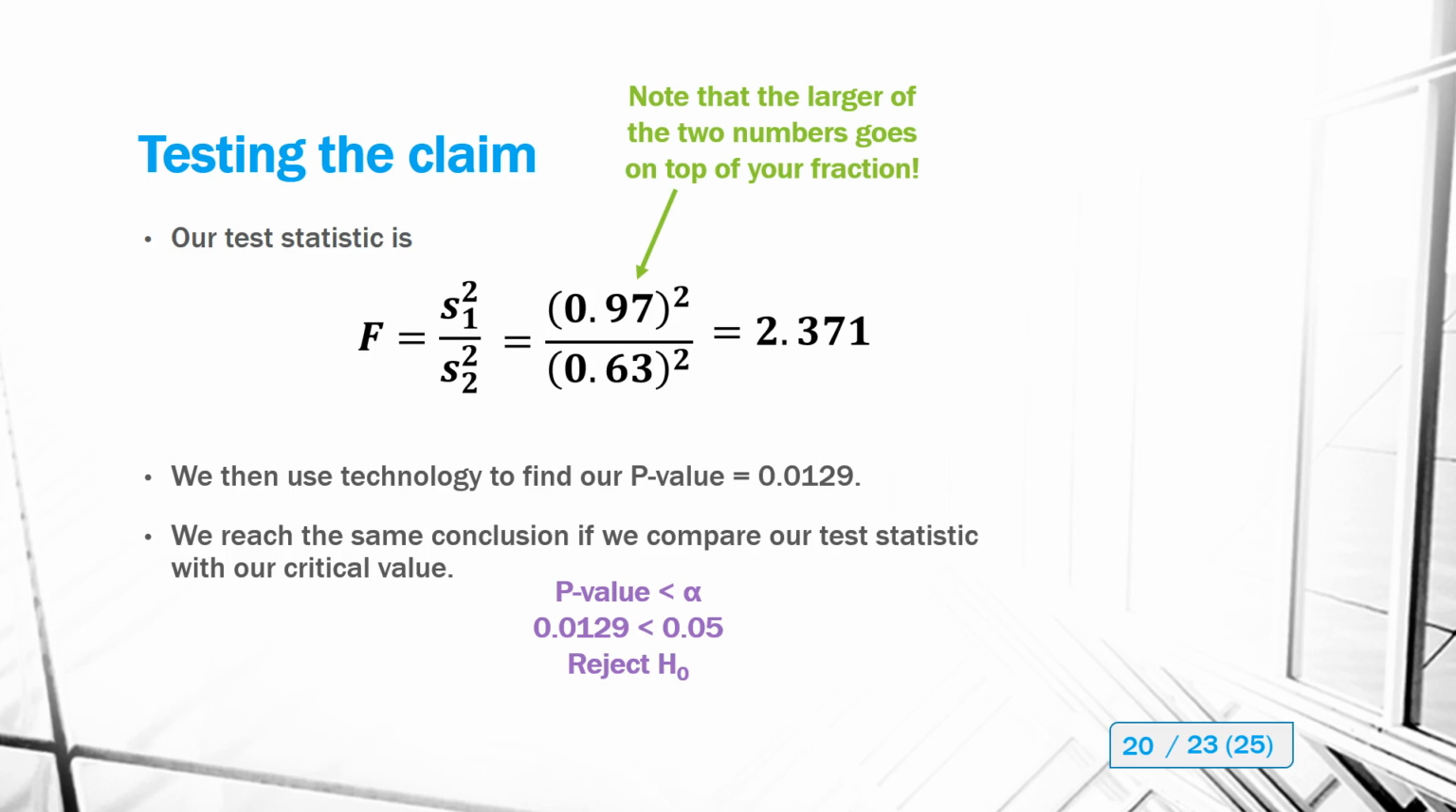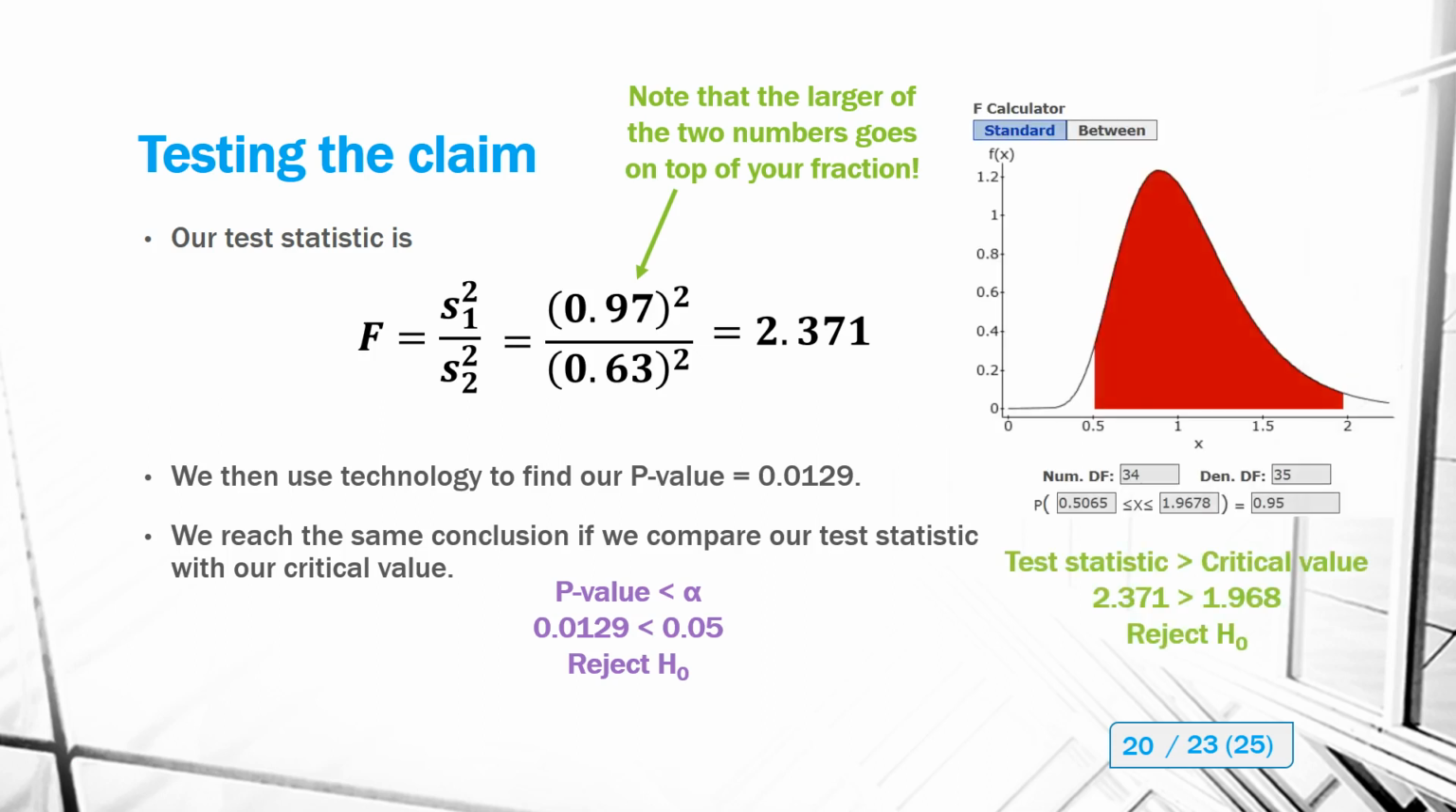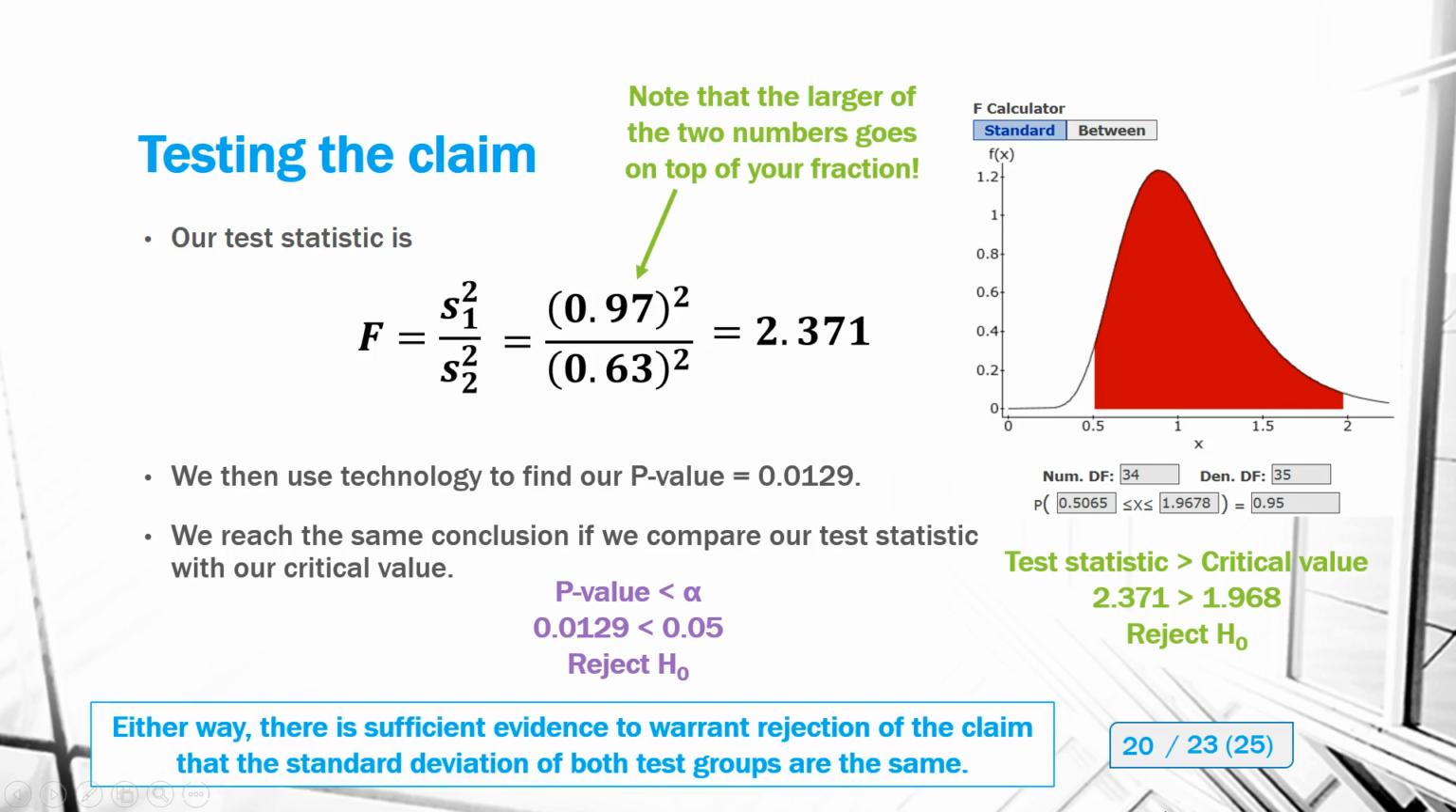We will reach the same conclusion if we compare our test statistic with our critical value. So here's our F distribution. We get our critical values by putting in the area in between the tails. So that gives us our critical values. Then our test statistic, 2.371, is actually over here in the right tail. It's greater than this rightmost critical value, 1.968. So therefore, we're inside the critical region, and we reject H0. So either way, there is sufficient evidence to warrant rejection of the claim that the standard deviation of both test groups are the same.